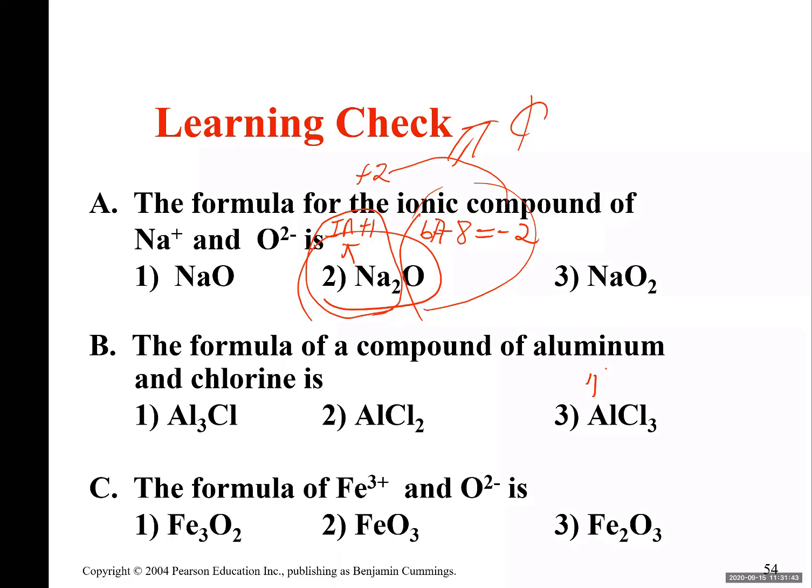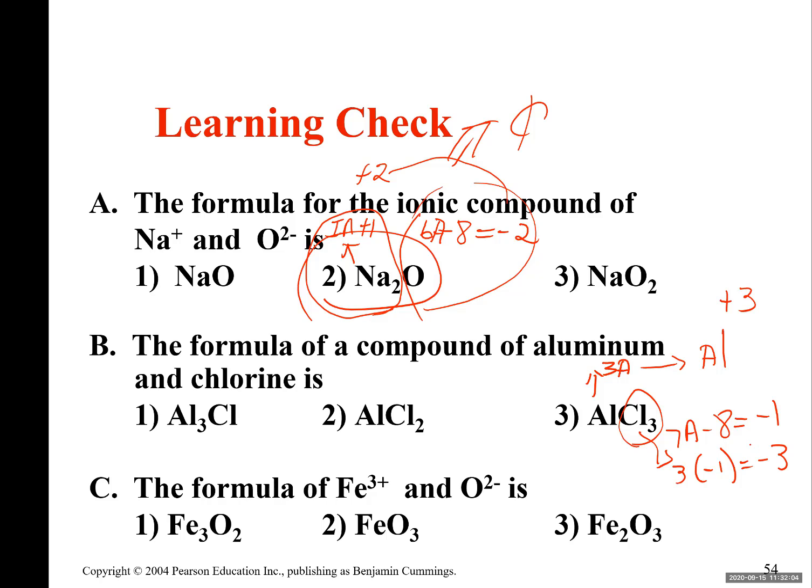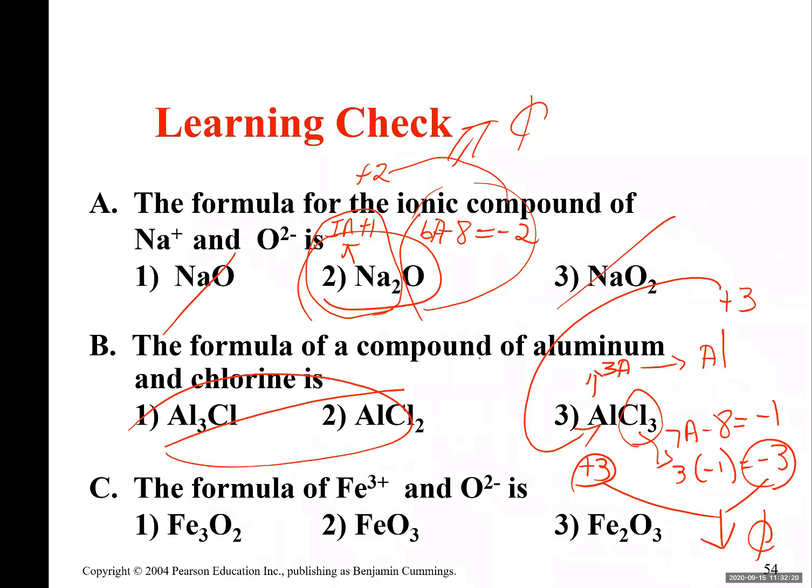Aluminum is in group 3A, right? It's a metal, always positive. So aluminum is Al plus 3. Chlorine is in group 7A, which is minus 8, non-metal, minus 1. 3 chlorine is 3 times minus 1, which is minus 3. And we said the charge of aluminum is plus 3. Do these add up together to be 0? So that is the correct answer. None of these add up to be 0. These are not acceptable.